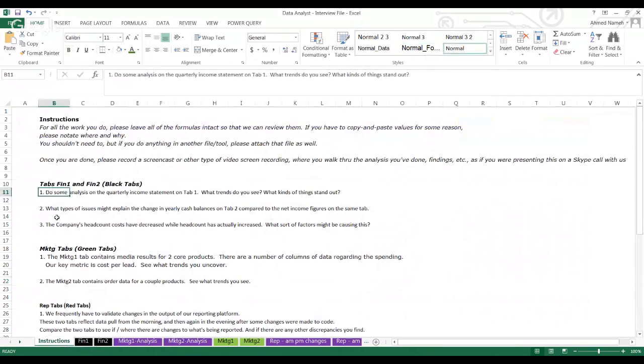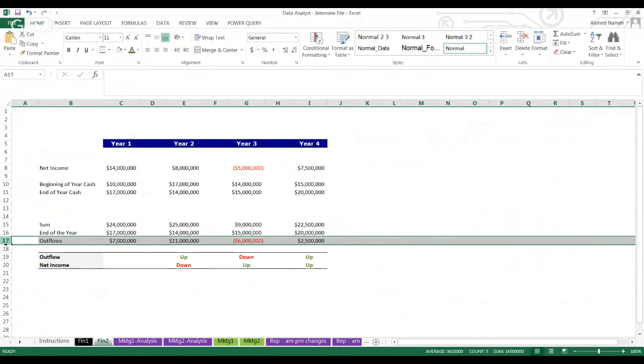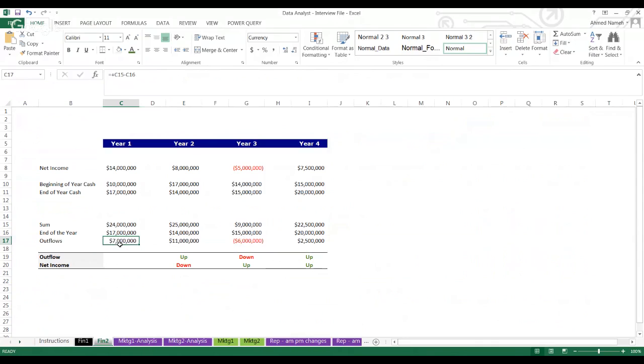Question 2: what types of issues might explain the change in yearly cash balances on tab 2 compared to the net income figures on the same tab? So here's tab 2. It's essentially a cash flow statement. You've got your net income, beginning of the year cash, end of the year cash, and here you have a calculation that essentially spits out your cash outflows or inflows throughout each year. We've got information here for 4 years.